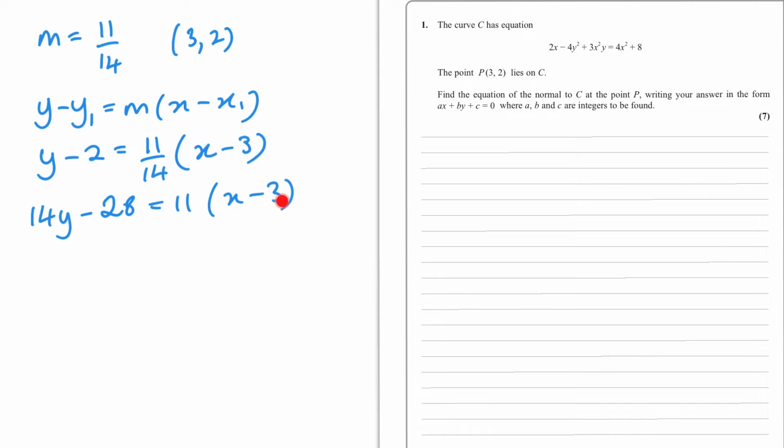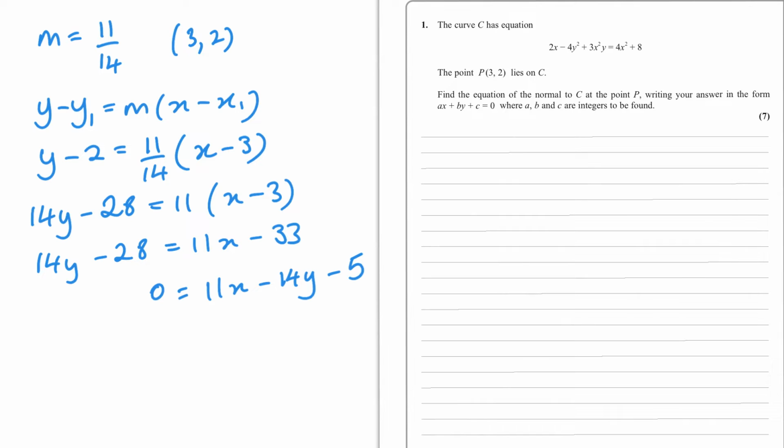Now obviously I normally like to skip this particular line, and I would normally jump straight to this next line because I would expand the brackets in the same go as multiplying by the 14. Just taking the extra steps for you guys here. Now we want it in the form ax plus by plus c. So the 11x is positive, so let's get everything to the right. There we are. So obviously taking away the 14y and adding the 28 there leaves me with 11x minus 14y minus 5.